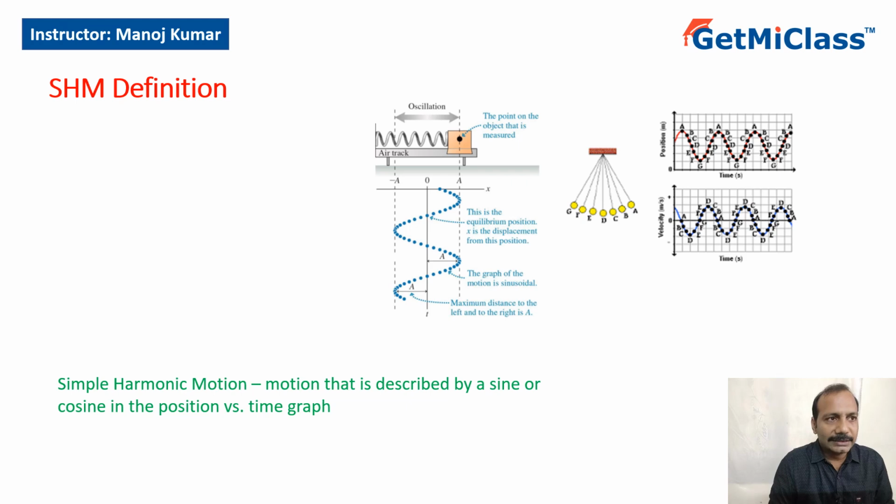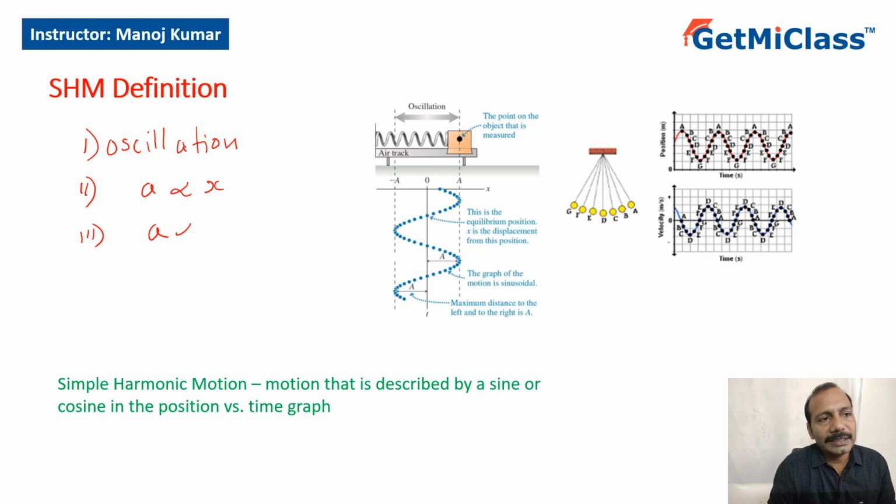So what are the conditions for a motion to be simple harmonic? First, it should be oscillation. So I hope you know what is oscillation. Oscillation is a to and fro motion. Second, the acceleration should be proportional to displacement. Third, the acceleration should always be directed towards the mean position, that is negative. So if these three conditions are satisfied, then it is simple harmonic motion.